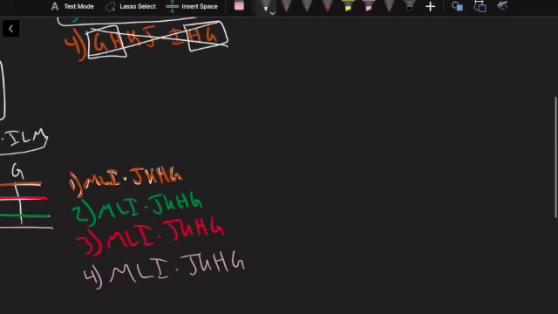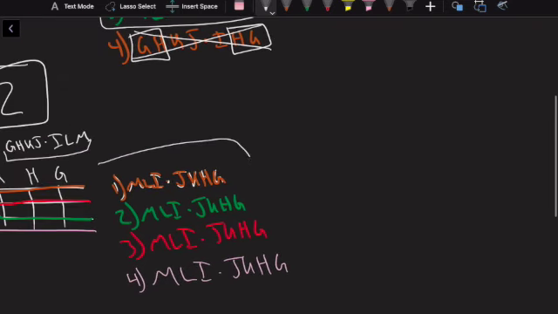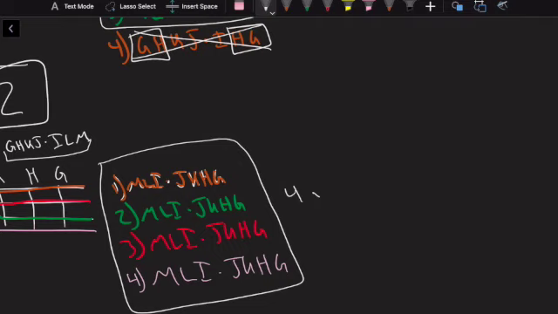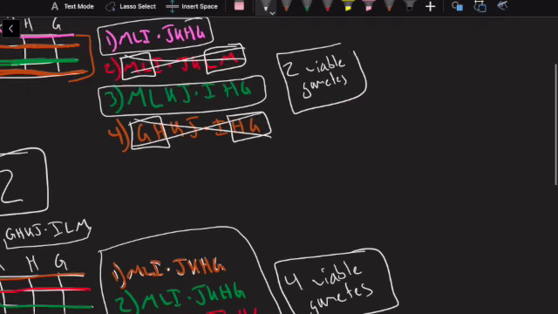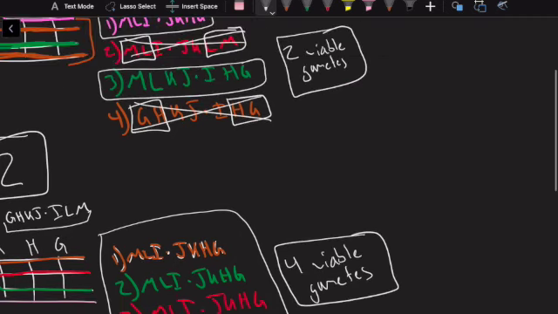So for this one, all of these chromosomes are going to be viable. So we're going to get 4 viable gametes from this crossover between these two individuals. That is going to mean that this individual is more fit than this top one because it will produce 4 viable gametes versus 2 viable gametes, giving that reproductive success a much higher chance.